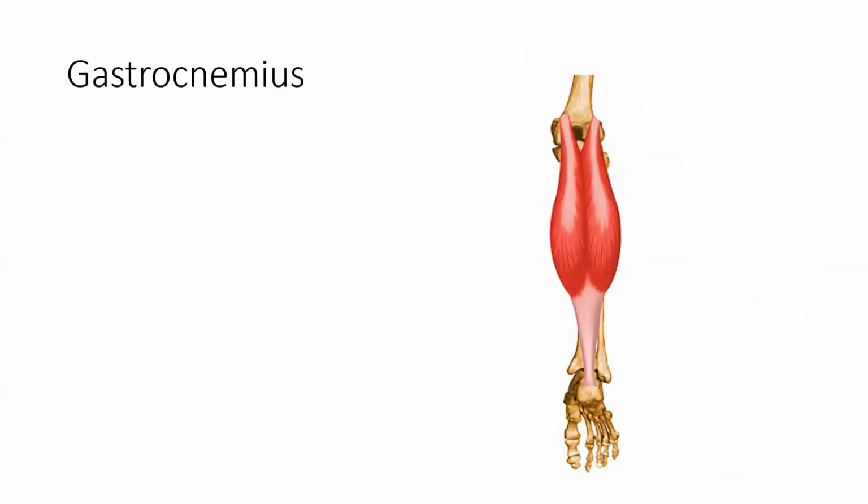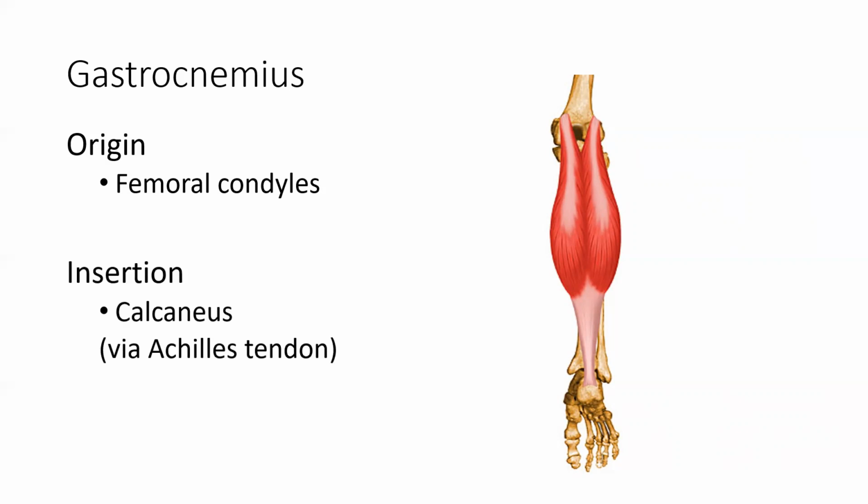The first muscle we'll look at is gastrocnemius. Gastrocnemius does have its origins on the femoral condyle, so it is technically a tibiofemoral joint muscle as well as a talocrural joint muscle or tibio-talar joint muscle, because its insertion is on the calcaneus through the Achilles tendon.